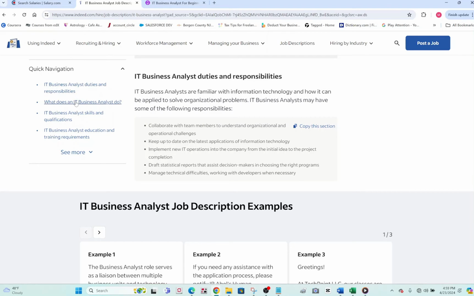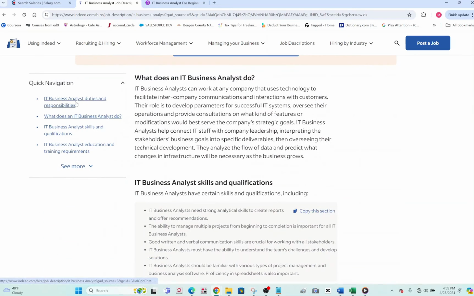Okay, let's see. Let's go to here. What do they do? Any company that uses technology, develop parameters for successful systems, oversee the operations, and provide consultations on what kind of features or modifications would best serve the company's strategic goals. That's not what I think of as an ITBA.